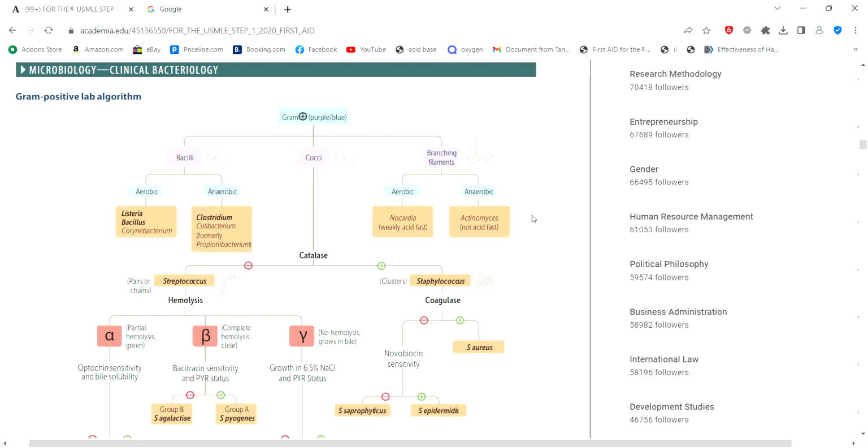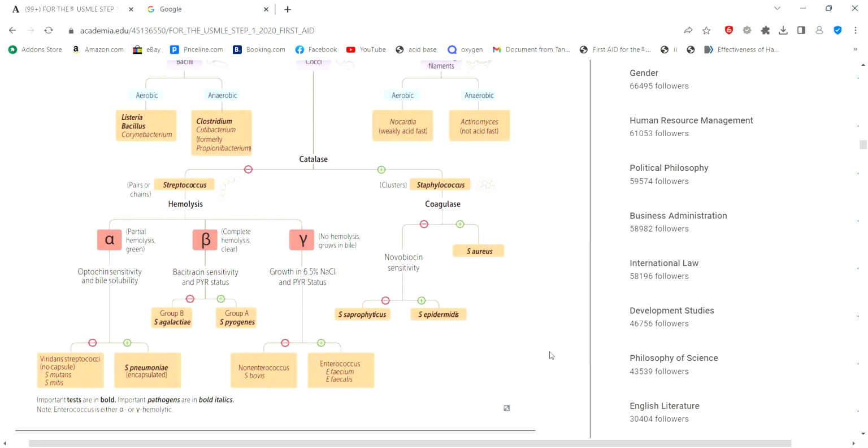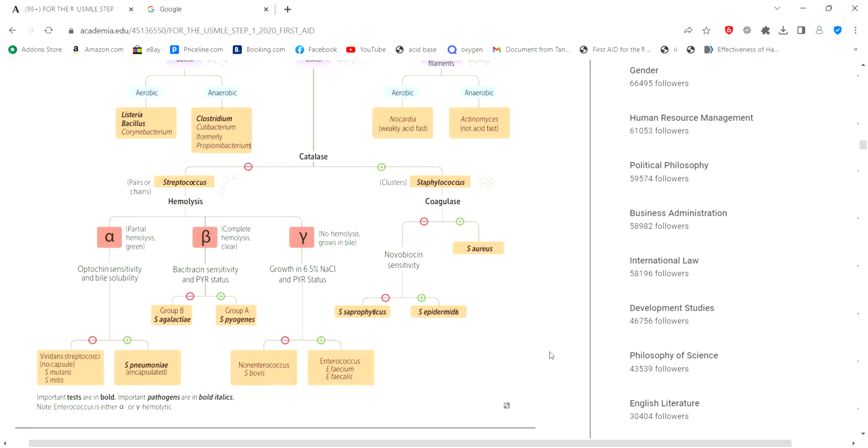And then for the cocci, it's split into streptococcus and staphylococcus. Streptococcus is always going to be in chains, and you have hemolysis. Three types of hemolysis: you have alpha, beta, and gamma hemolysis.